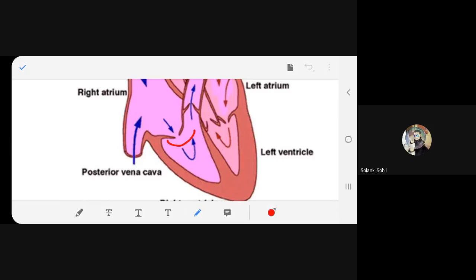What are these called? Valves. Can you see this valve? It is going only in one direction. It is not coming back. Is it going back? No, ma'am. So that is what is controlled by valves.